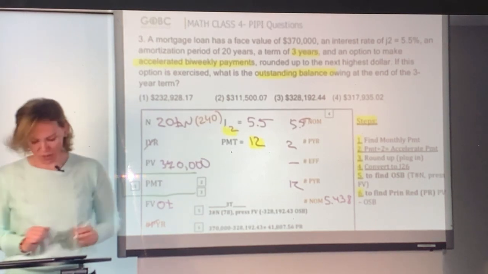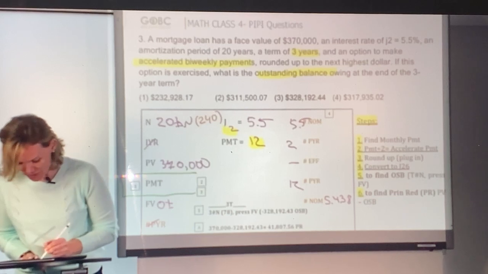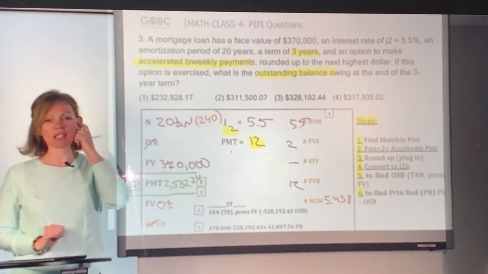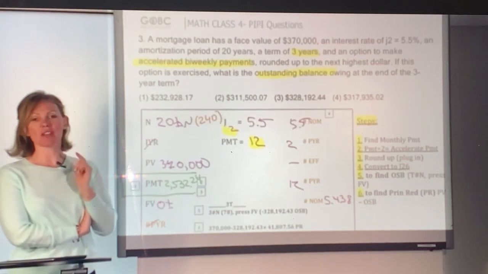Your payment should come up to 2532.24. Is that what you got? Okay, so 2532.24. So that's the payment I got. It's my negative. I haven't increased it, or I haven't done anything with that payment yet.